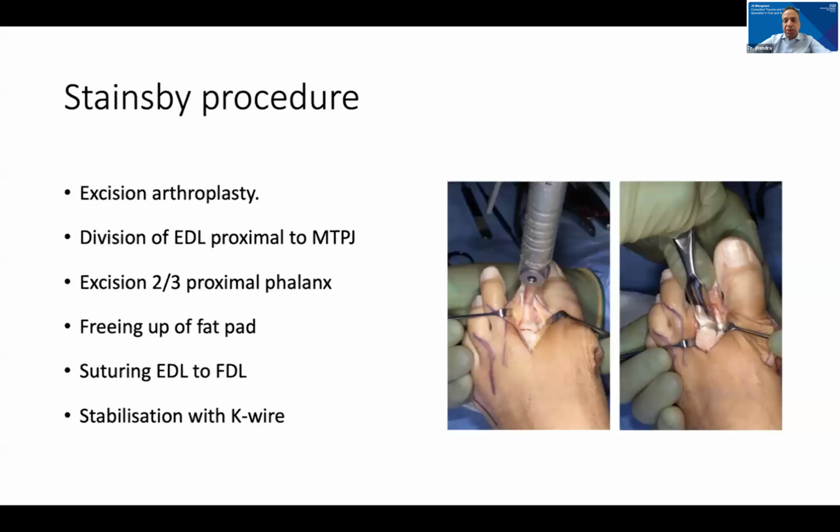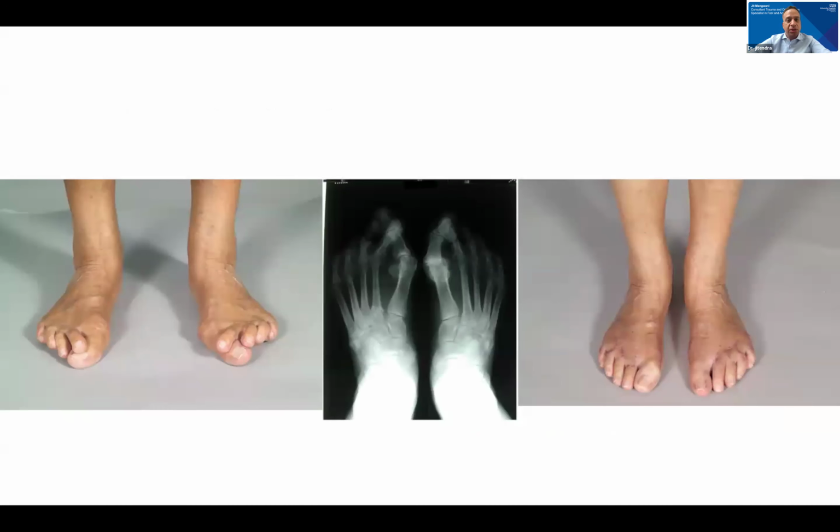This is a typical Stainsby operation where you take out the majority of the proximal phalanx and you do EDL to FDL transfer and stabilize with K-wires for 5 to 6 weeks. And if you do multiple of these, yes, those get a bit shortened, but functionally patients are pretty good. And there's good literature around it, and you can see that here.